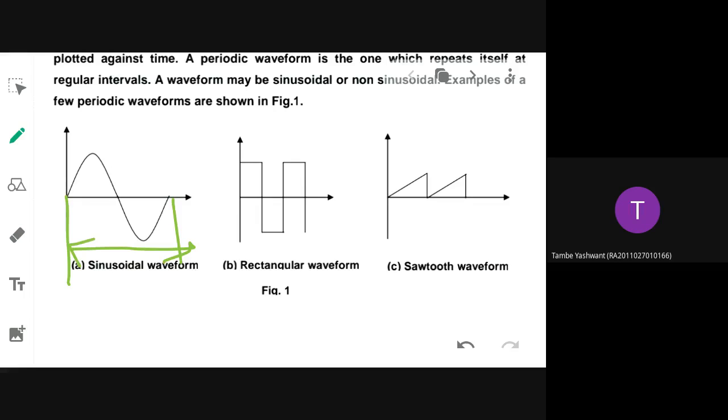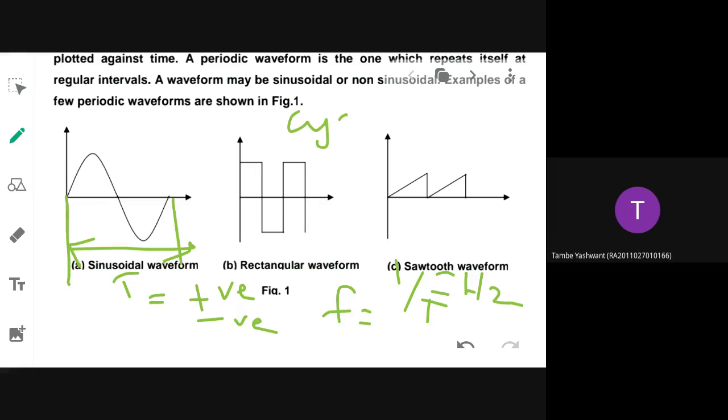So this is time. Time constitutes one positive cycle and one negative cycle together. That will be called a time period. And frequency is the reciprocal of the time period. The unit is hertz, otherwise called cycles per second. Time period is given in terms of seconds.